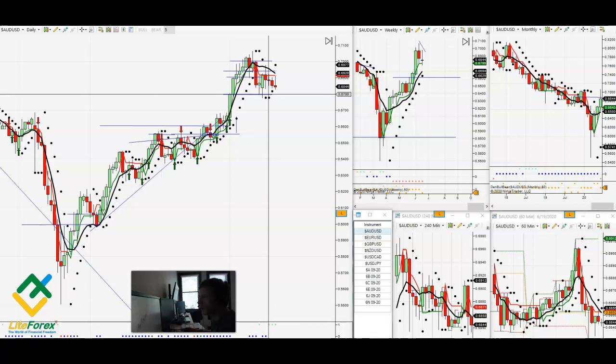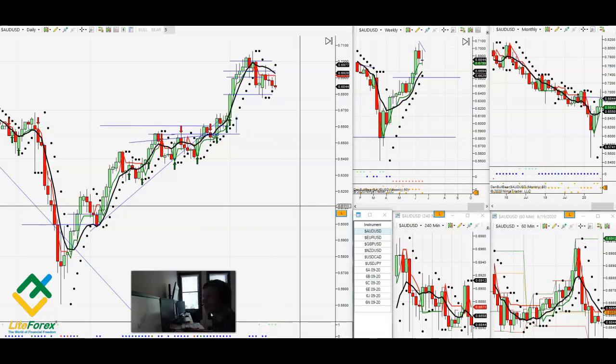Momentum is definitely more to the downside. Support at 68 is going to be key for next week to hold. It really looks like there's more downside though on the Australian USD. Let's take a look at the futures contract.